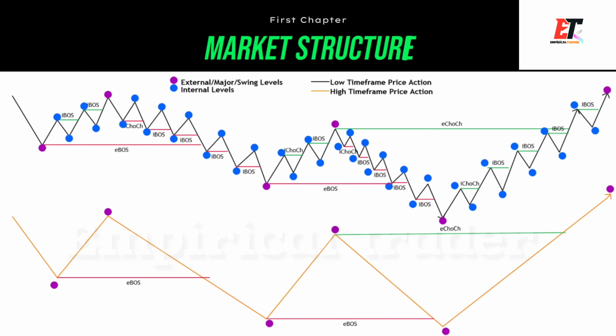So by creating internal higher highs and internal higher lows with their own internal bullish breaks of structure, the price goes up to break the last external lower high, and by breaking it, sets a new external higher high with its own external bullish change of character. We have marked with the purple dots every external level, and with the blue dots every internal level. The price action from above, the black lines, is the low time frame price action, and the one below, with the orange lines, is the high time frame price action.